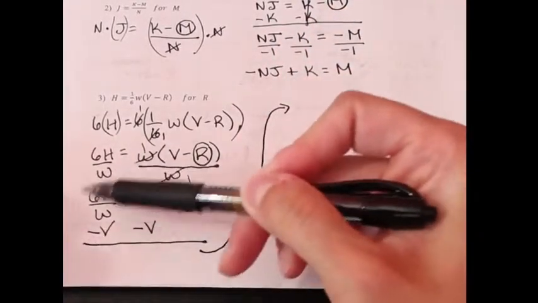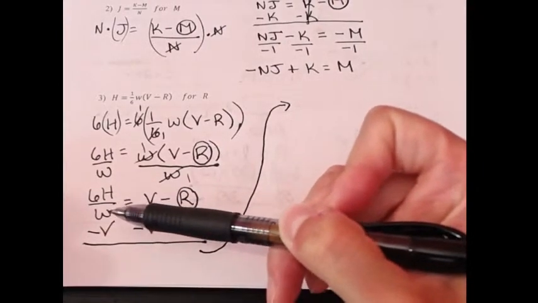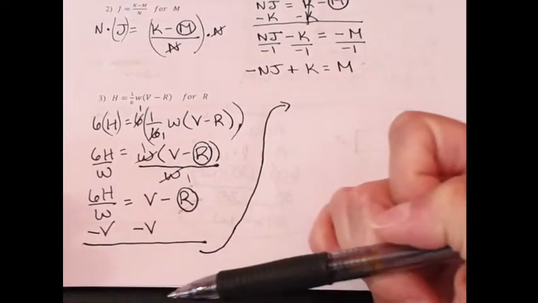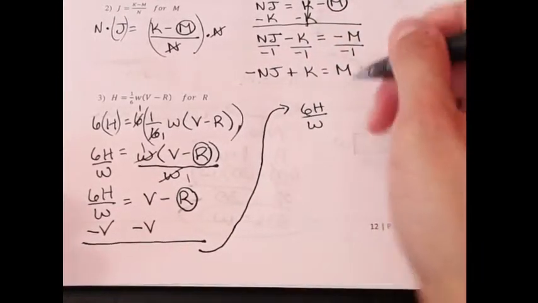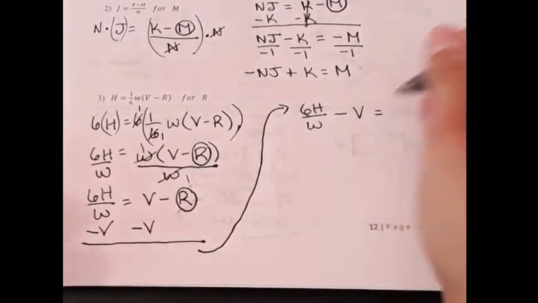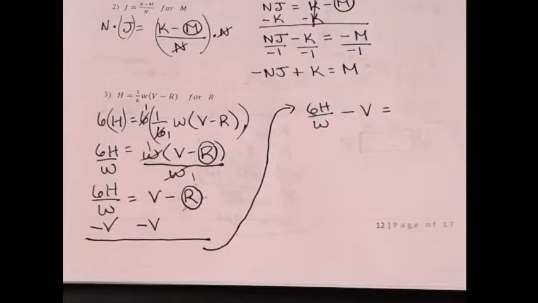Notice what you see here. I'm going to read it out loud. 6h over w minus v. Okay, 6h over w minus v. That's how you would write it. You do not bring v to the denominator because that's not what you divided by.